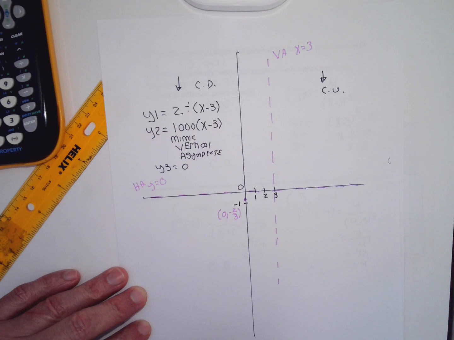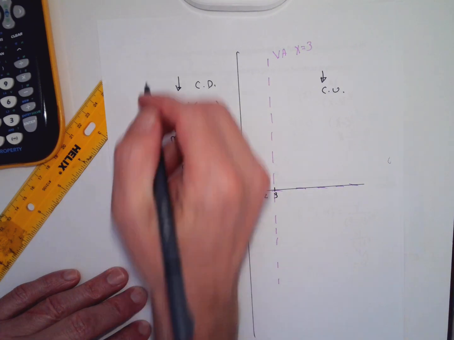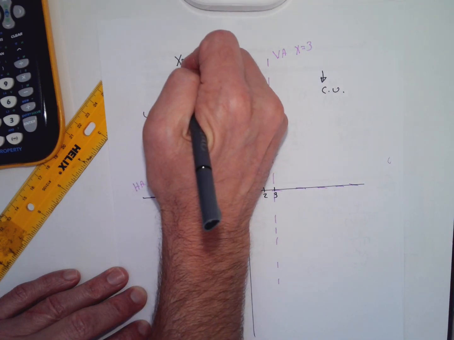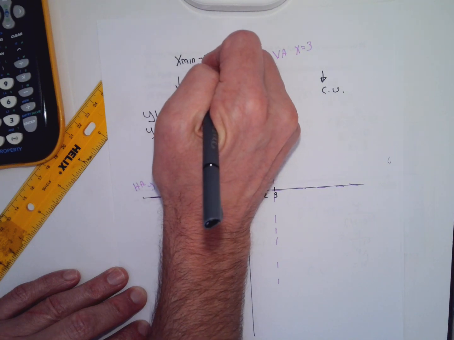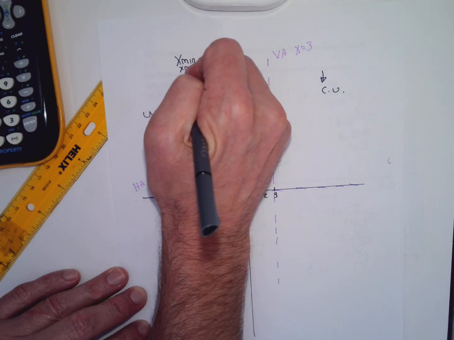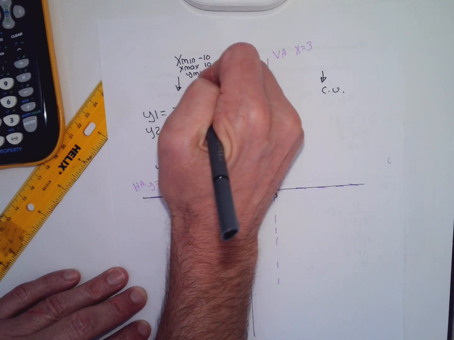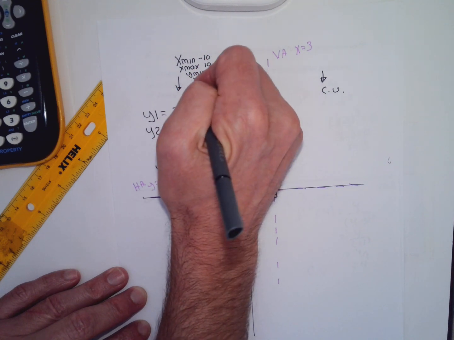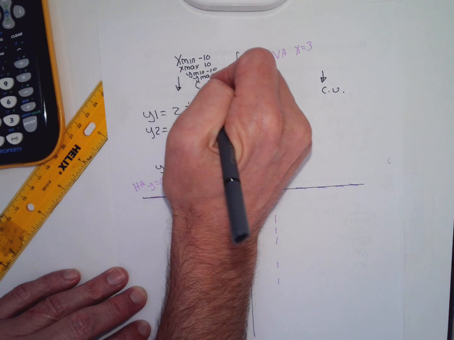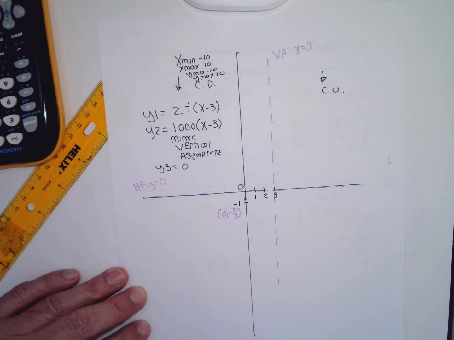I'm not sure on the window. I'm just going to do a negative 10 to 10. I don't have enough numbers to tell me what to do, and I'm just going to play. As long as I can see where the graph is increasing and decreasing and see where the graph is concave up and concave down, I'll make that window okay.